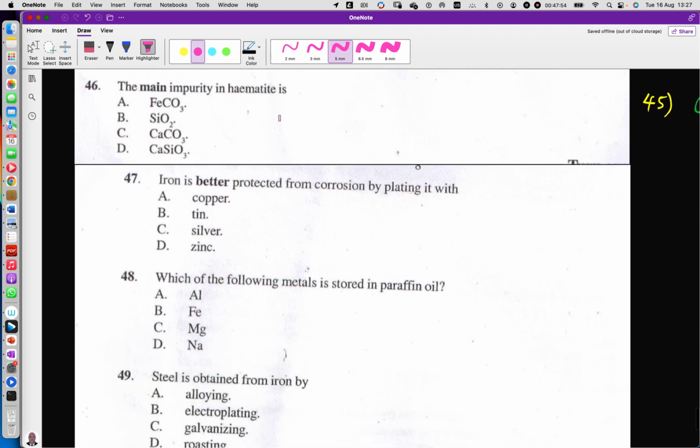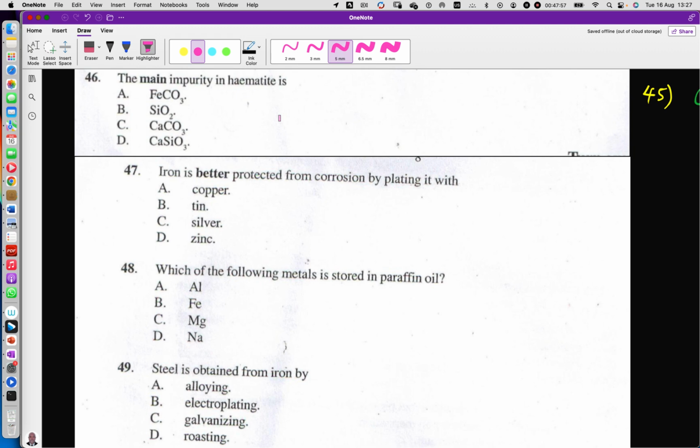Question number 46. The main impurity in hematite. Hematite is the ore from which iron is extracted. So iron is being extracted from the main ore, which is hematite.